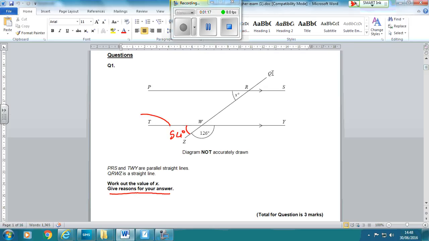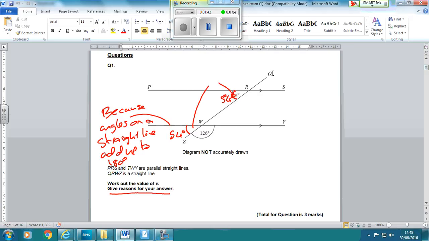And we'd say this is because angles on a straight line add up to 180 degrees. So if you know that this one's 54 degrees, then also this one here will be 54 degrees. And you can say that these two are corresponding angles.